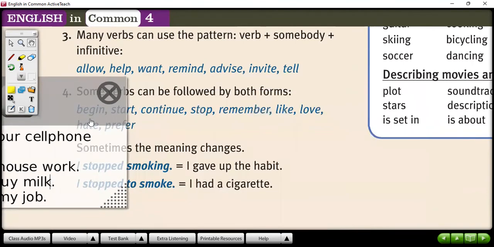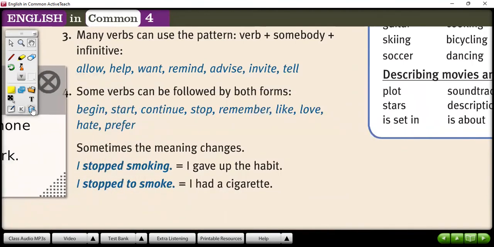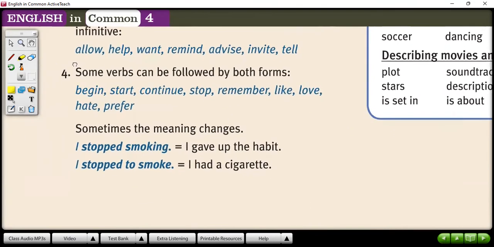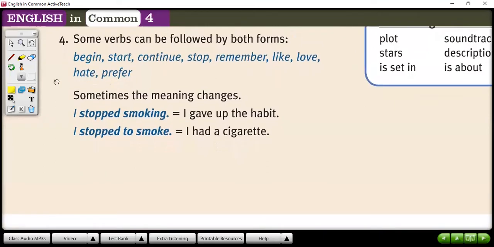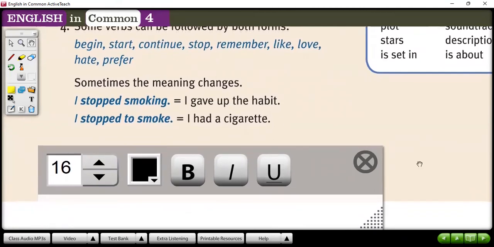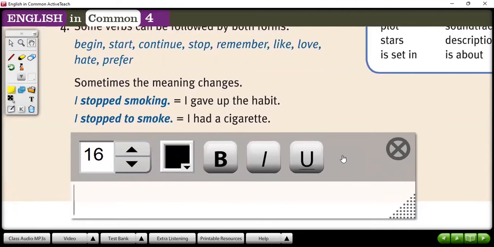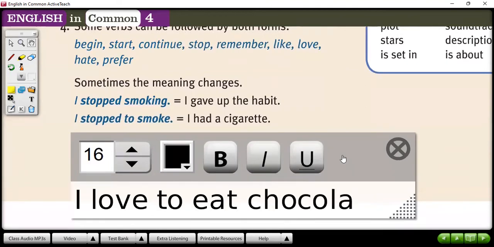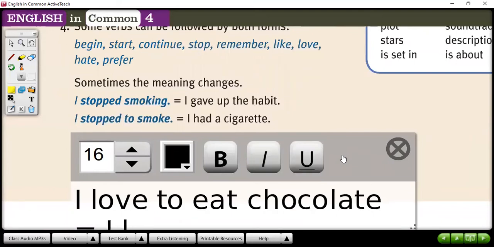Now, talking about the verbs that are followed by both forms, let's start with the ones where we don't have any difference in meaning when we use either the gerund or the infinitive. Very common verbs, there is no difference. For example, the verbs like, love, hate. With these verbs, I can use the ing or the infinitive. For example, I can say, I love to eat chocolate. Or I can say, I love eating chocolate.